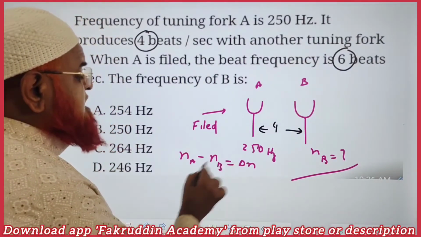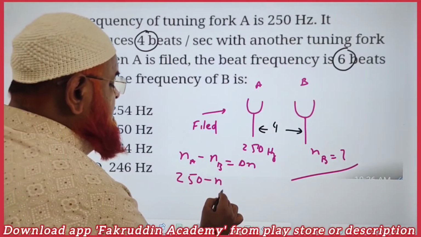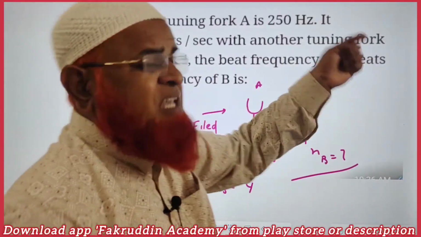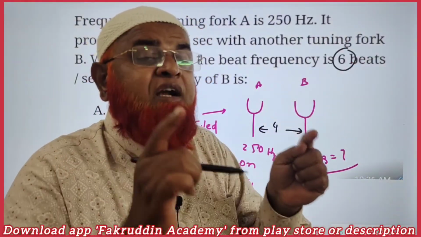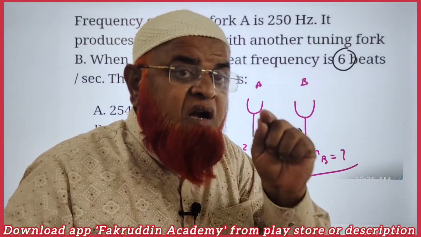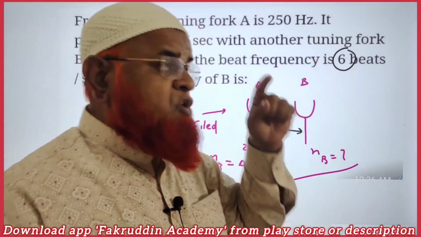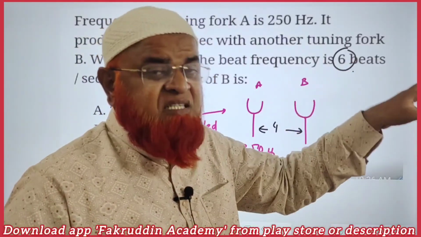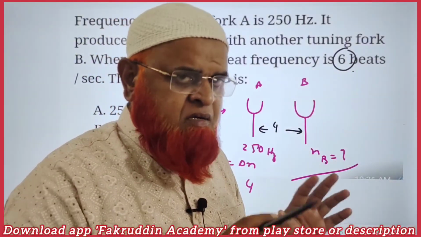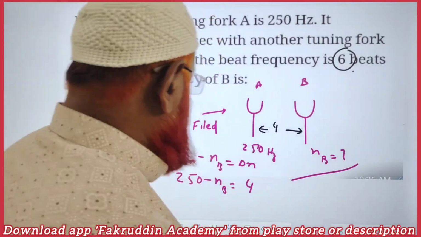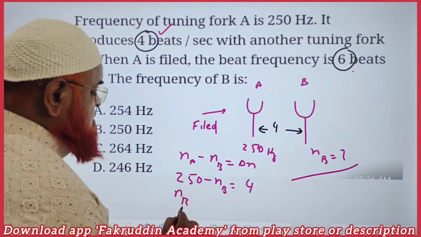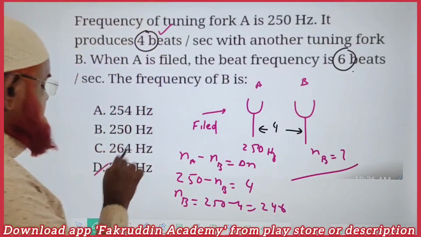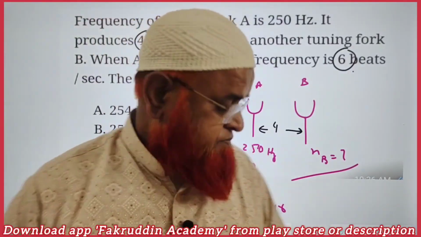And NA is given to us as 250. NB is unknown. Delta N is 4. See, he is giving 6 beats the second time. That is only to judge which is larger. It is not used to solve the problem. You have to use only the 4 beats to solve the problem. The next beat data is given just to decide which is larger, not to solve the problem. Hope you all enjoyed. Now, NB is equal to 250 minus 4. Your answer is 246. D is going to be the correct option.